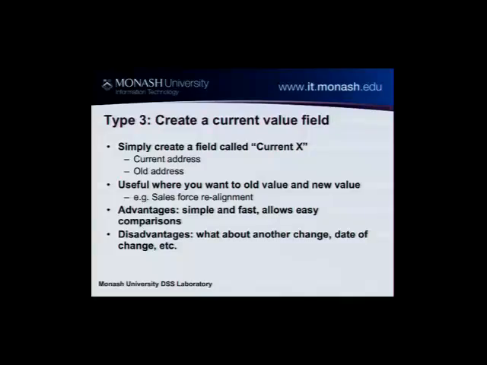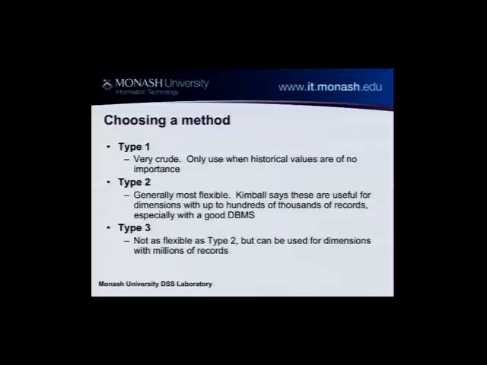Okay, does that make sense? How do you choose between them? Well, type 1, if you're not interested in history at all, type 1 is the easiest way to go. Simply overwrite the data. Type 2 is the preferred approach if the changing data is not excessively large. And by excessively large, we're talking really, really, really large.